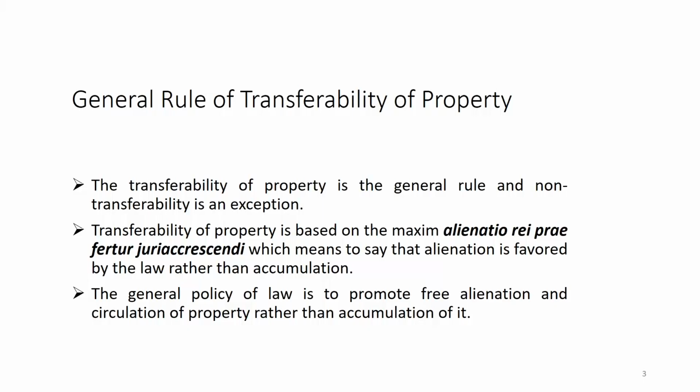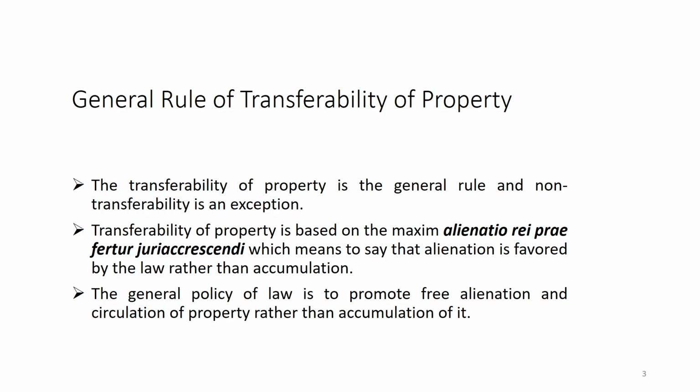So, the general concept is that there must always be transfer of property, but there are certain rights which may fall under the category of property which are debarred from transferring. So, section 6 is going to give you a picture of what cannot be transferred in any circumstances. This transferability of property is based on one maxim, that is alienatio rei praefertur juri accrescendi, which means that alienation is favoured by law rather than accumulation.